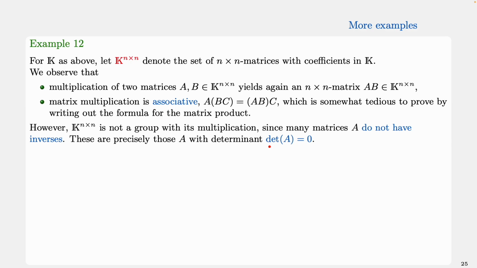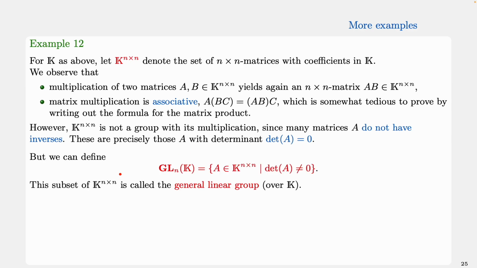Okay, so if you're familiar with linear algebra, you've probably seen this. It's a famous result. The determinant of a matrix is 0 if and only if this matrix is not invertible. But we can define this set here, which is called GL_n of K, which consists of those n by n matrices whose determinant is different from 0. And this subset of the n by n matrices is called the general linear group over K. So that's GL, general linear group. And the name already tells you it is a group.